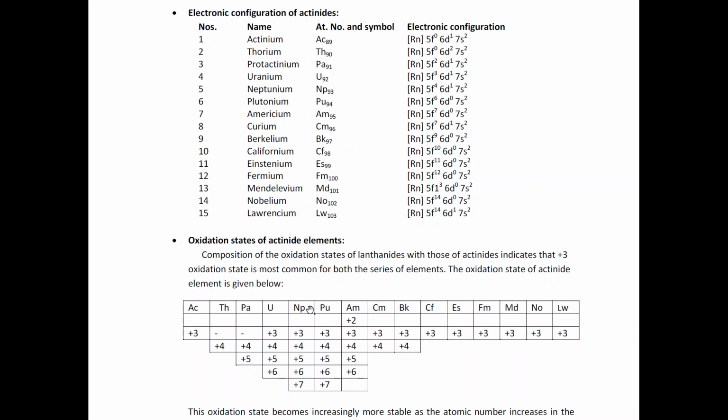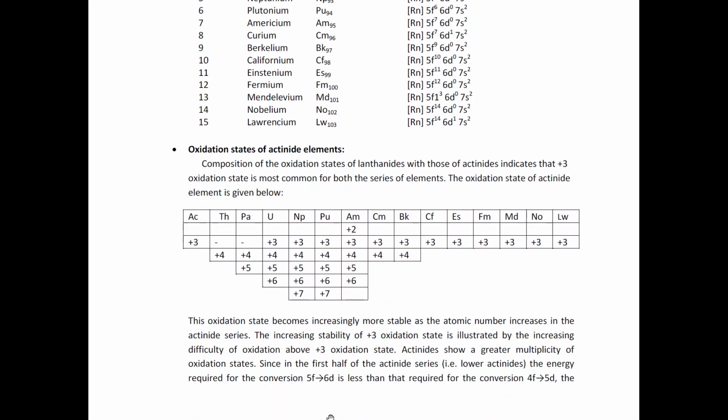And these are the oxidation states of actinide elements. For actinium it is generally +3, thorium +4, Pa +4 and +5, U shows from +3 to +6, neptunium shows from +3 to +7. Similarly plutonium, americium, curium, berkelium, californium, einsteinium, and all these later on till lawrencium show mainly the +3 state. So the +3 oxidation state becomes increasingly more stable as the atomic number increases in the actinide series.